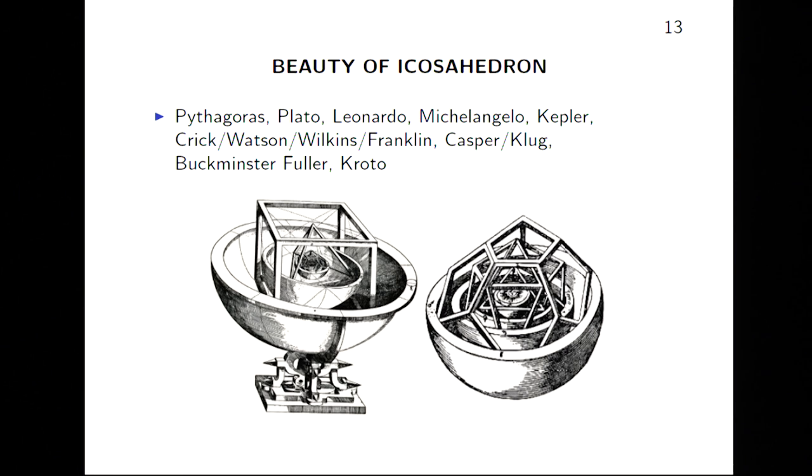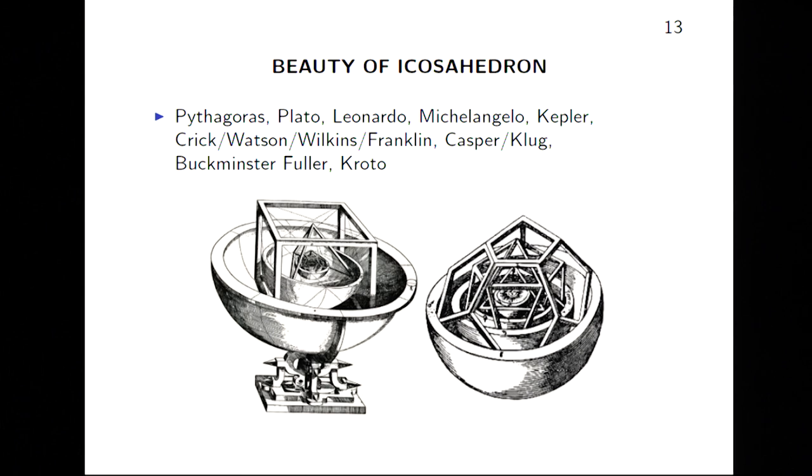Here is the icosahedron as drawn by Kepler, in his famous book. Now the famous people associated with the icosahedron are named up there. Well, you recognize many of them. Pythagoras. Plato was the most important disciple of Pythagoras. Leonardo, Michelangelo were, of course, great sculptors, architects, men of all types. Kepler was the man who believed this and believed many other things.